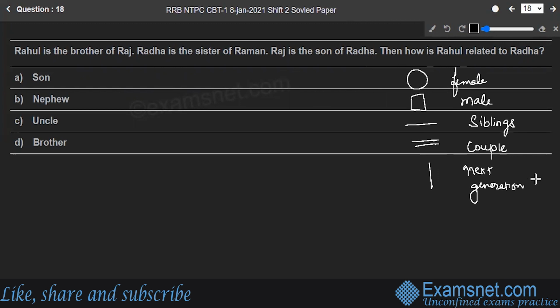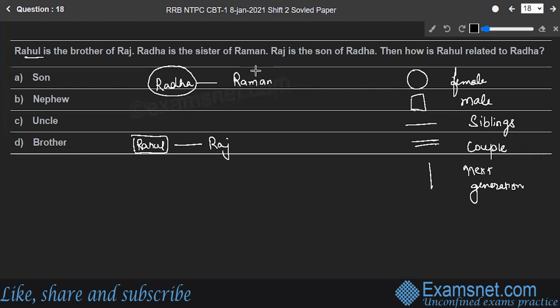Correct. Now, Rahul is brother of Raj. Rahul is a male. I will put Rahul in a square. So, Rahul is a male, brother of Raj. I don't know if Raj is a male or female, so I'll put Raj as such. Next, Radha is sister of Raman. There is some Radha. She's a female and she's sister of Raman. I'll keep Raman as such. I don't know whether Raman is a male or a female.